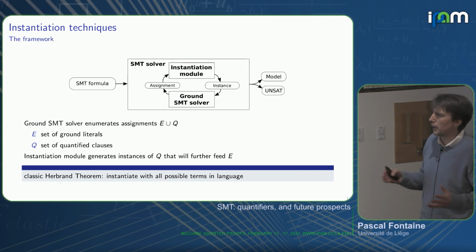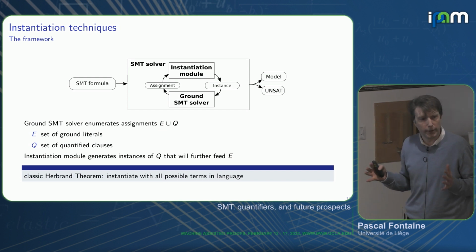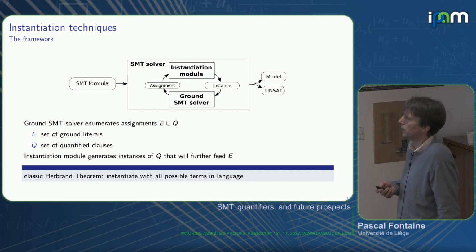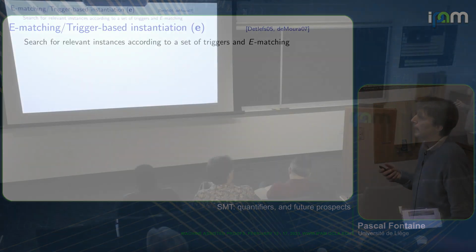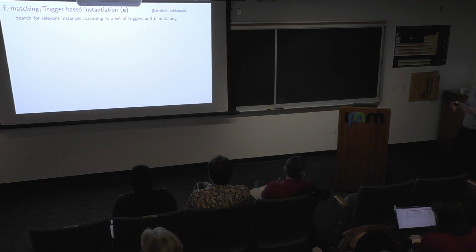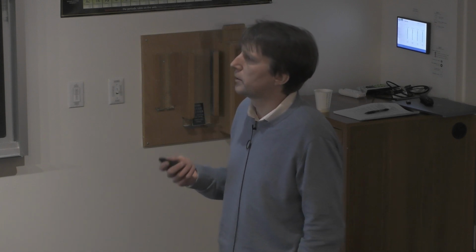The thing is, the set is huge, and we have to find out which ones we want to generate. I mean, it's huge, it's infinite, and we have to make a choice. And one of the first techniques was already there in the Simplify prover, which was again 40 years ago, and basically it was searching the relevant instances according to the terms you already had. So you had a set of triggers, and you are using e-matching to do that.